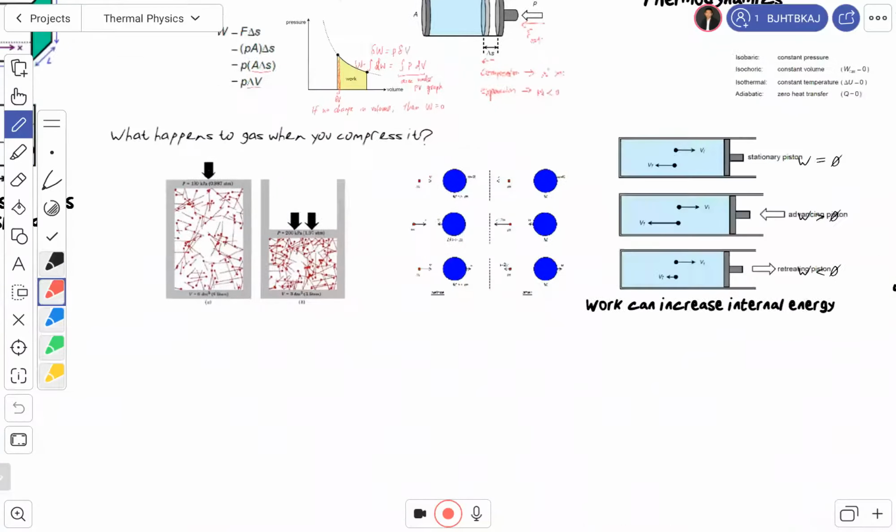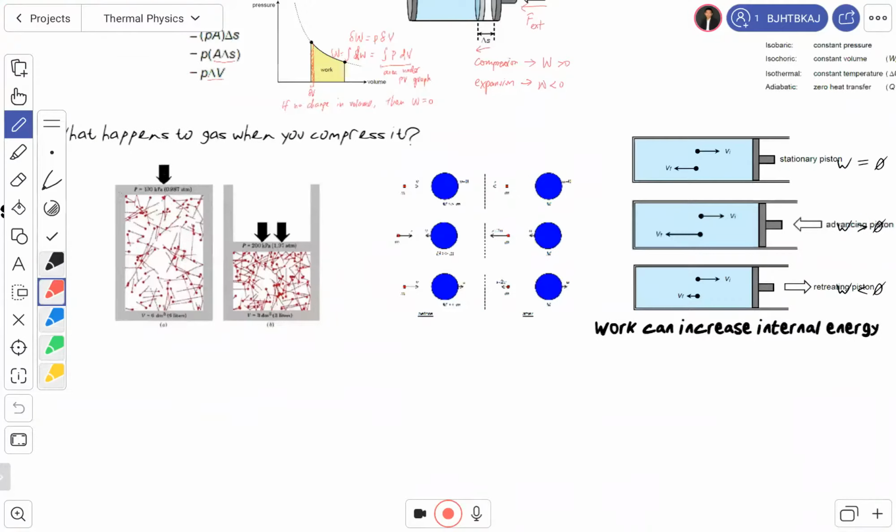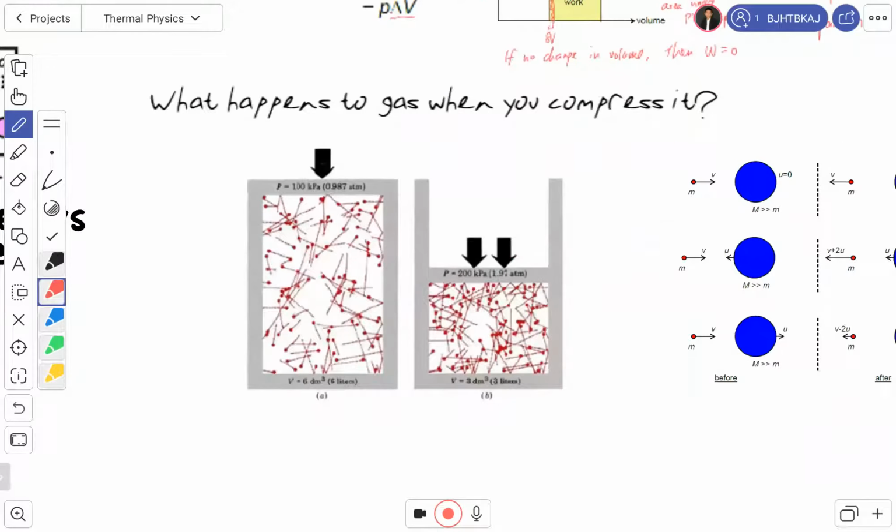Let's study this in greater detail. We want to ask ourselves what really happened to the gas when we compress it, at a molecular level. So that's where we bring in kinetic theory to explain. So what's the link to the kinetic theory?